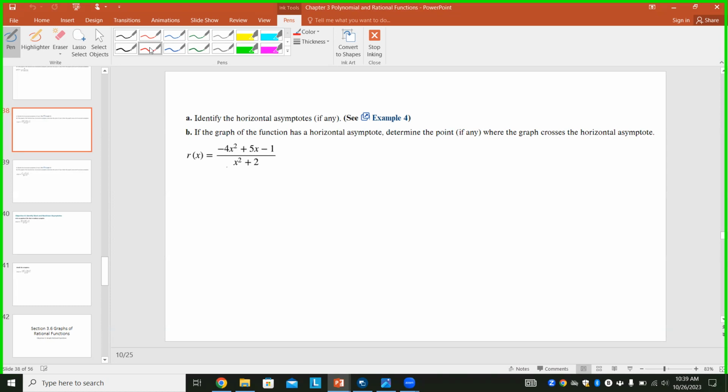So the question states, identify any horizontal asymptotes and then any spots at which it might cross the horizontal asymptote. To do that, again, we're just going to focus on the highest exponents.